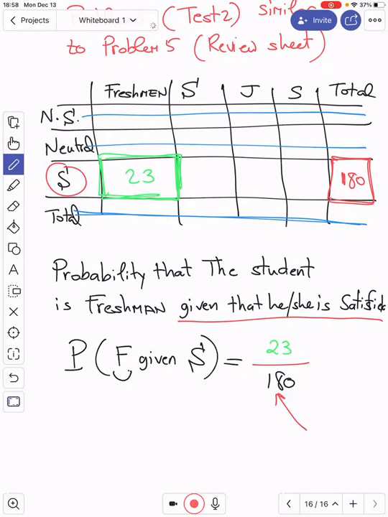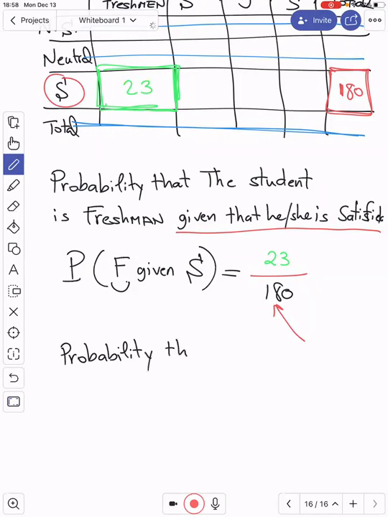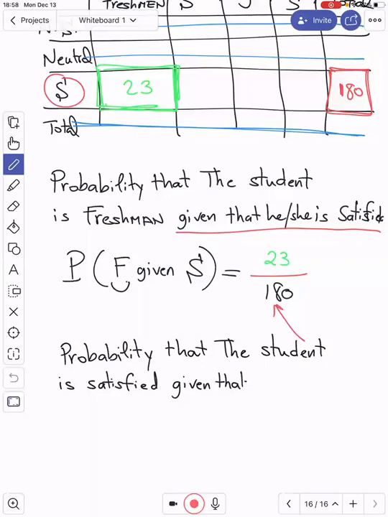All right, now the next question, and I think some of you thought it's the same question, but it's not. So the probability that the student is satisfied. We don't know if the student is satisfied or not, right? So it's the probability that the student is satisfied, given that he or she is a freshman. So we know for a fact that he or she is a freshman, right? Satisfied, given that the student is freshman.